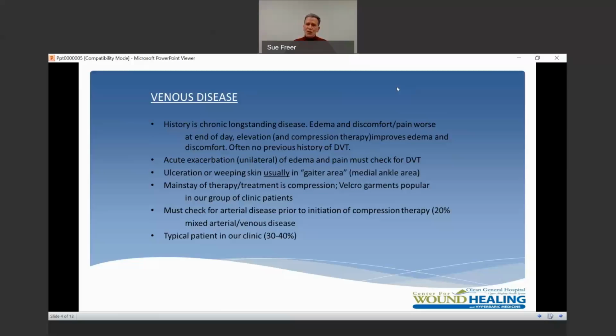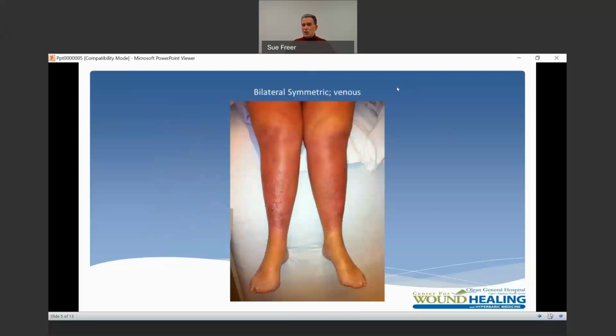Before you initiate compression therapy on anybody, you should really check them and rule them out for arterial disease. We will do that by doing a PVR study. Remember, 20 to 25% of patients with venous disease will also have mixed arterial disease. Typically in our patients, venous disease represents 30 to 40% of our patient population. And again, here's a typical patient. It's bilateral. It tends to be symmetric, kind of a ruborous purple color with some edema.